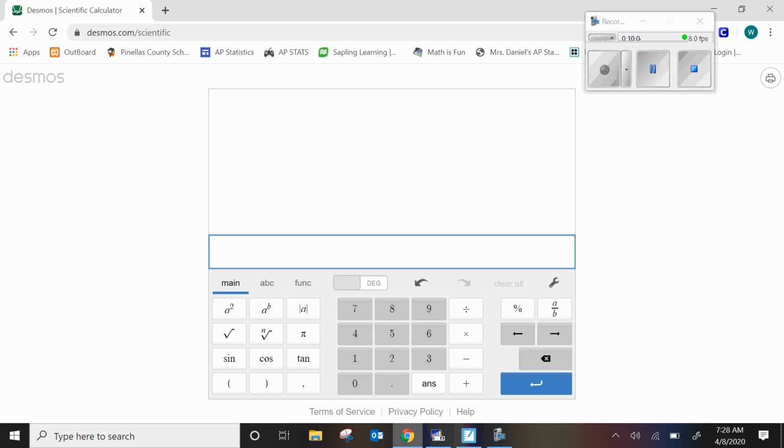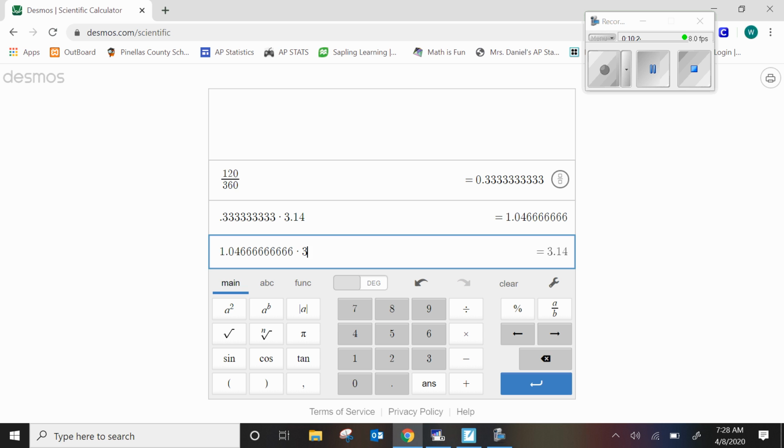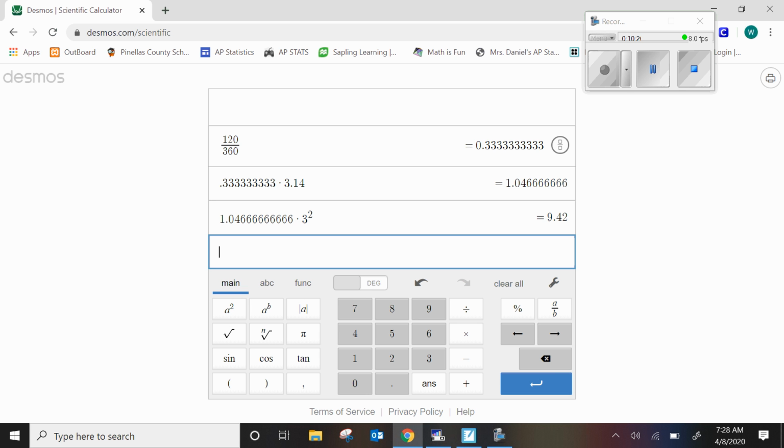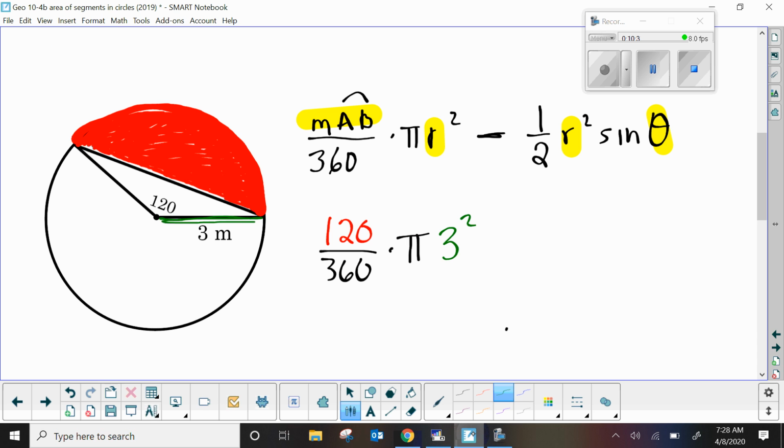All right. So 120 divided by 360, enter, gives me 0.3333333. Times 3.14, enter, gives me 1.0466666. Times 3 squared, 9.42. So this first part is 9.42.